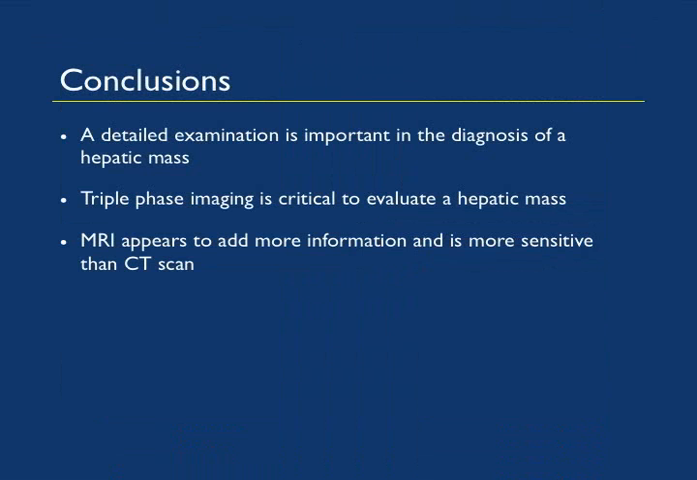To conclude, a triple phase examination is critical for the evaluation of someone with a hepatic mass. MRI tends to add more to the diagnosis and can characterize lesions better compared to CT scan. And each tumor has different characteristics that can be applied and can be differentiated.